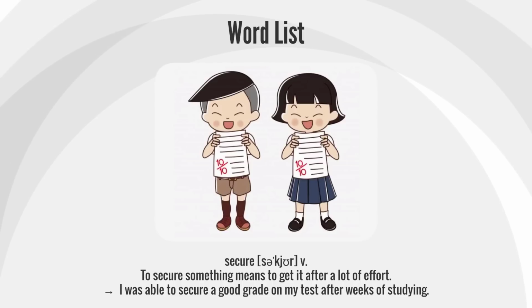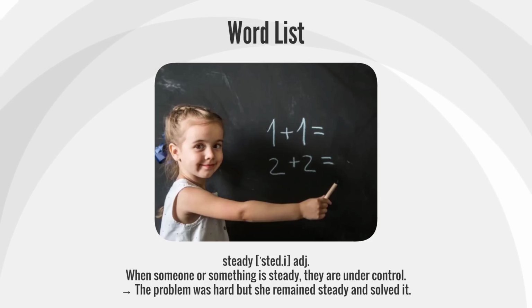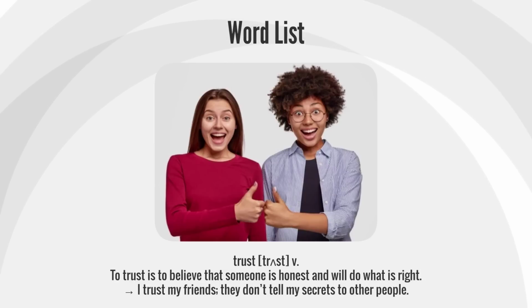Secure. To secure something means to get it after a lot of effort. I was able to secure a good grade on my test after weeks of studying. Steady. When someone or something is steady, they are under control. The problem was hard, but she remained steady and solved it. Trust. To trust is to believe that someone is honest and will do what is right. I trust my friends. They don't tell my secrets to other people.